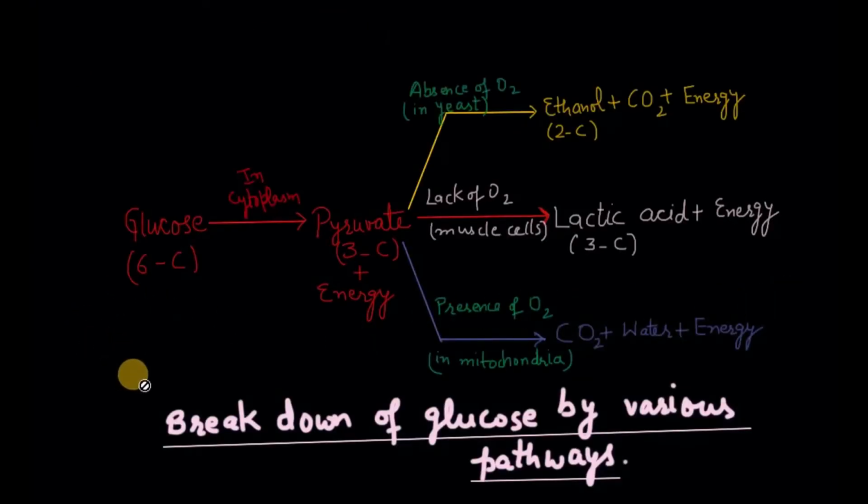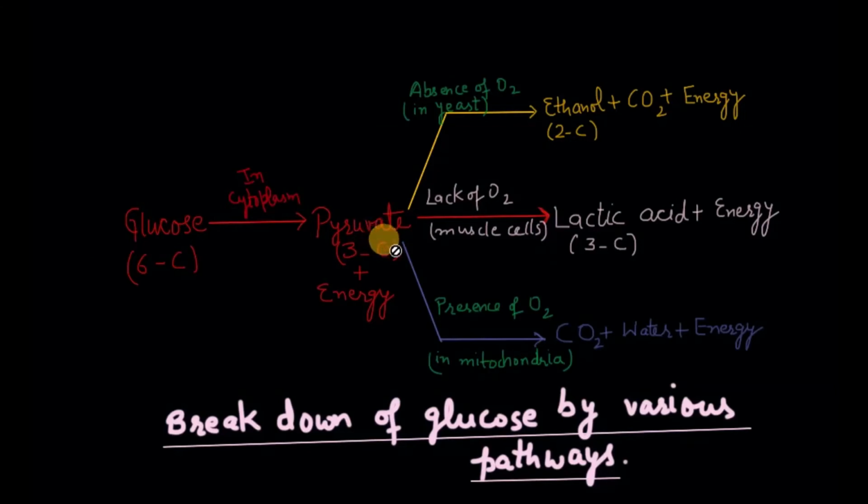Now let's have a look at the possible pathways by which the glucose molecules can break down. Glucose is a 6-carbon compound. In the cytoplasm, it gets broken down into pyruvate molecules or pyruvic acid. When it gets broken down into pyruvate, it produces 2 molecules of pyruvate, and along with that energy is produced. So glucose breaks into pyruvate. This pyruvate can further break down in 3 ways.